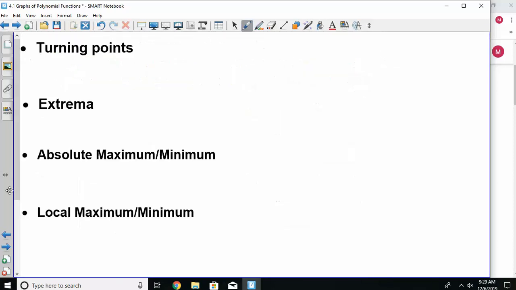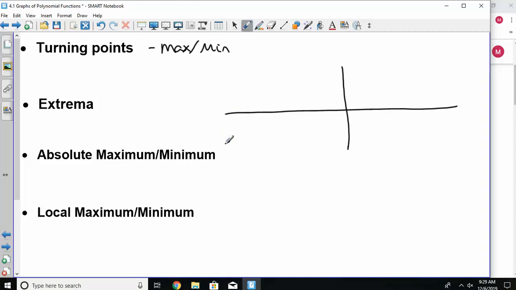Few more things that we need to mention. Turning points are where your graph changes direction. Those are going to be maximums and minimums on a graph. So for instance, if I gave you, let's say this function, how many turning points does it have? How many times does it change direction? 3. 1, 2, 3. So does everybody understand what a turning point is?